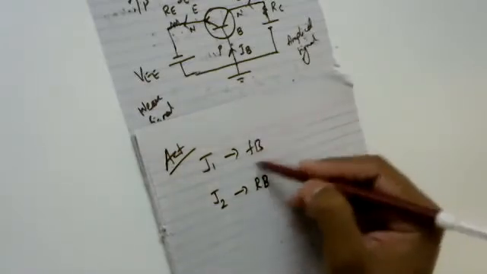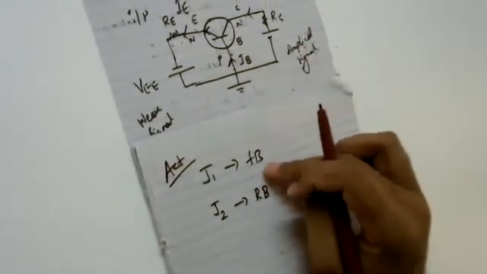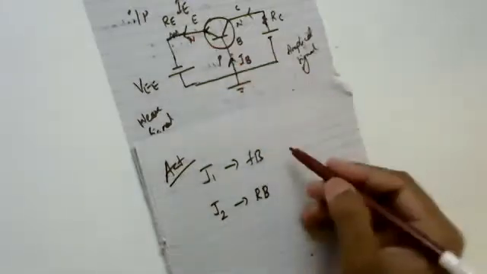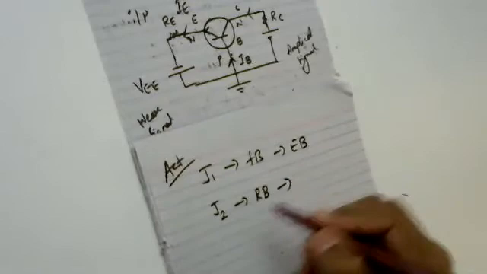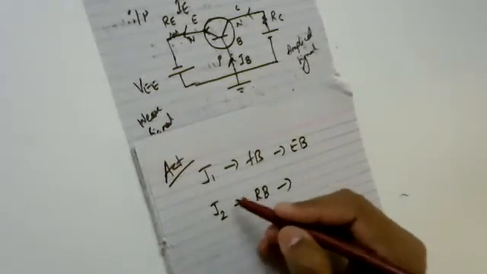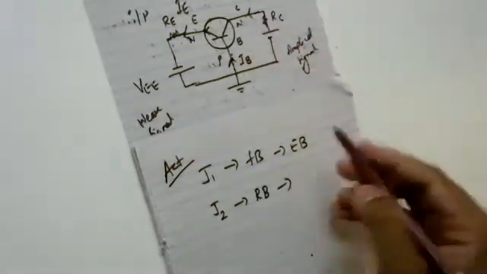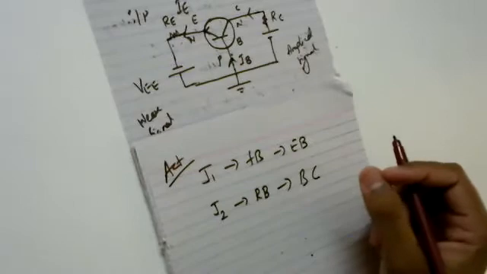Now, what is this junction J1? What is the junction J2? If you see, junction J1 is the emitter base junction, the EB junction. And junction J2 is the base collector junction.